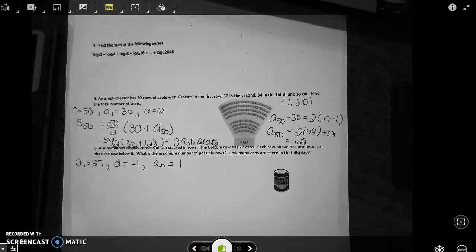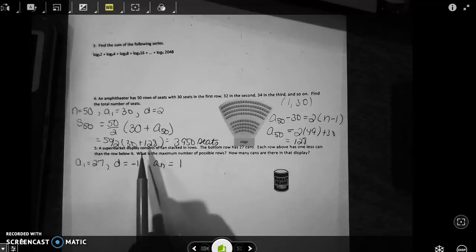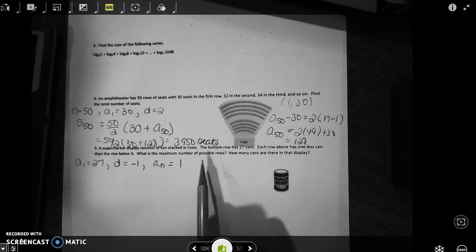So now we're looking at example 5, and I've got some details already written down here. We have a supermarket display of stacked cans.